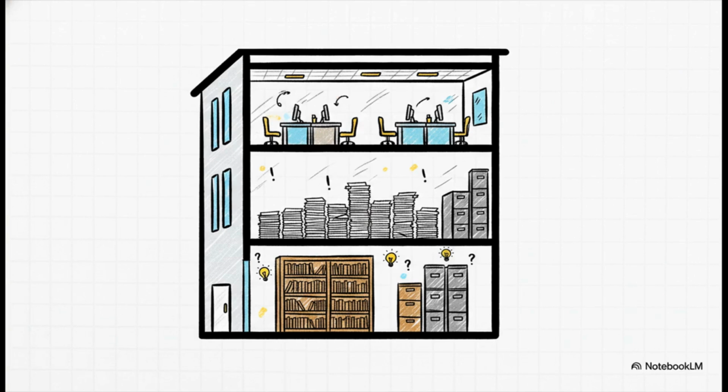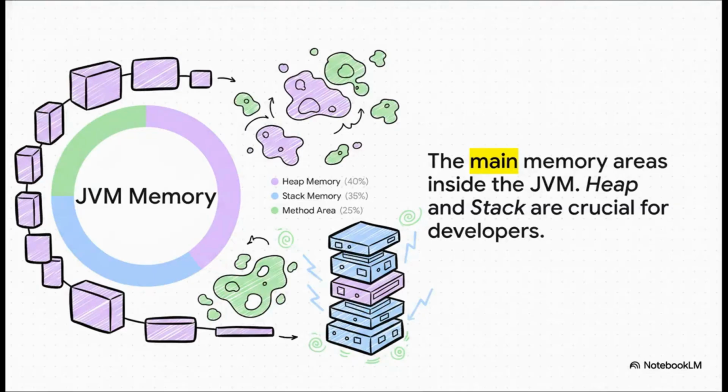And you can think of the JVM's memory like a big, organized office building with different floors and departments, each with a very specific job to do. So the main floors in our office building are the heap, the stack, and the method area. Now, as a developer, the two you're going to hear about constantly are the heap and the stack. So let's zoom in on those two.